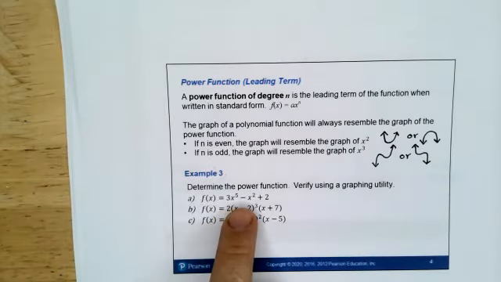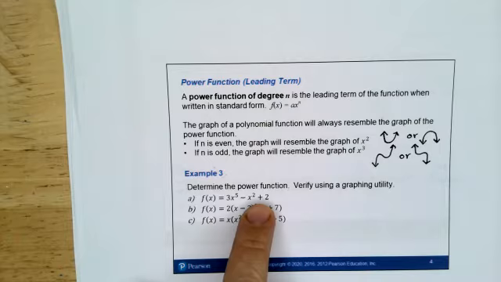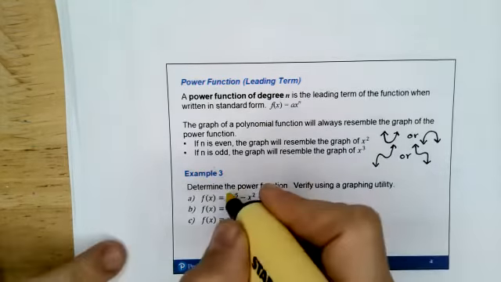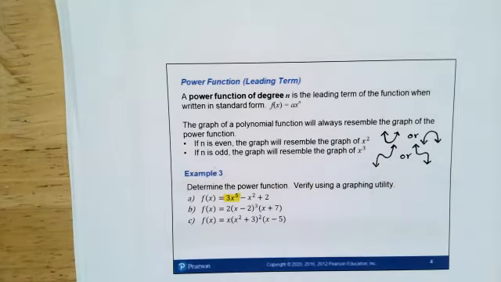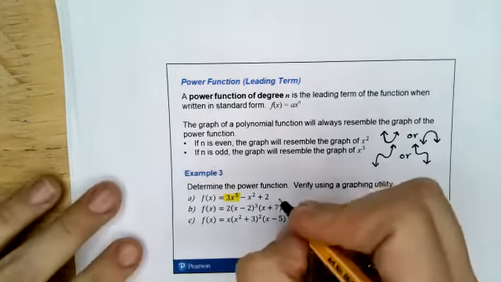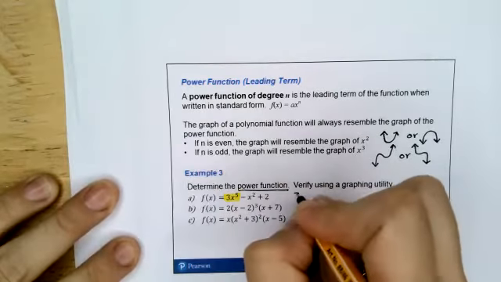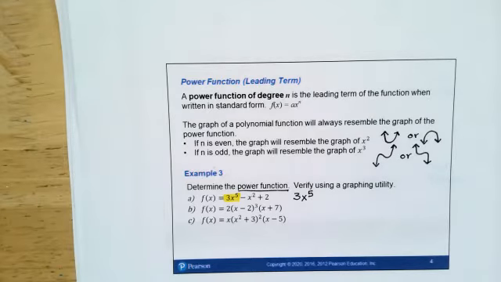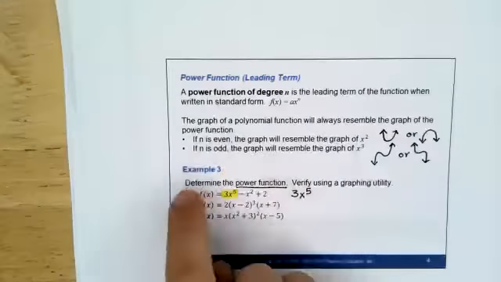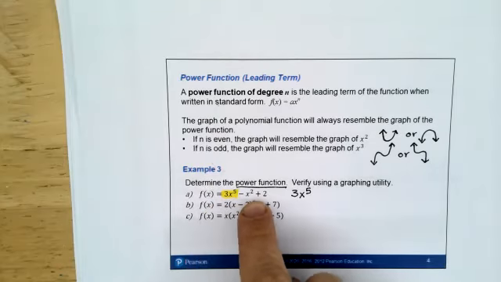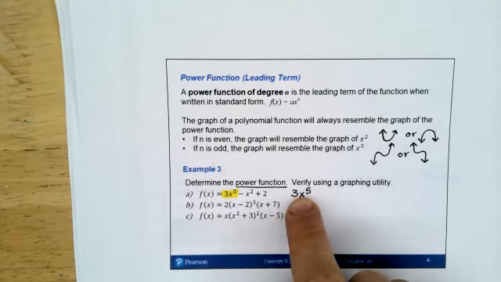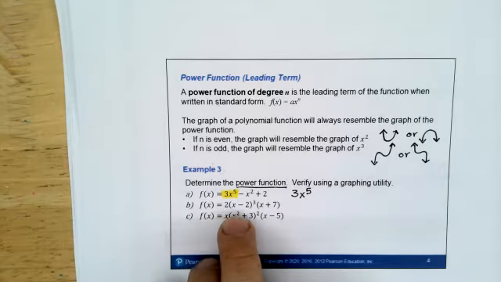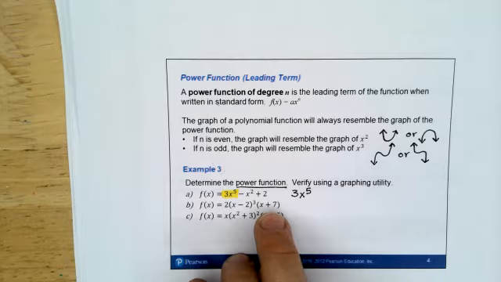Here, 3x to the fifth minus x squared plus 2. What is the power function? The power function is just 3x to the fifth. Okay, so the power function is 3x to the fifth. Okay, the graph of the whole polynomial function, 3x to the fifth minus x squared plus 2, will resemble 3x to the fifth. Okay, now f of x equals 2 times x minus 2 cubed times x plus 7.